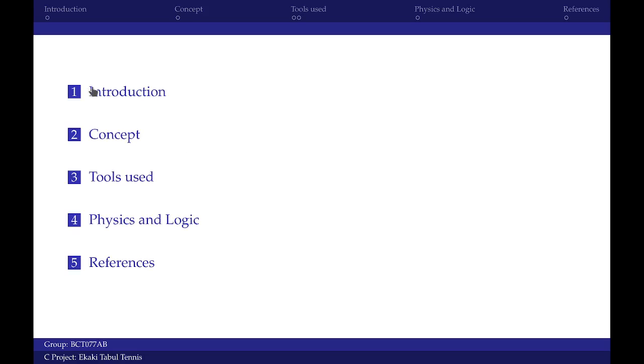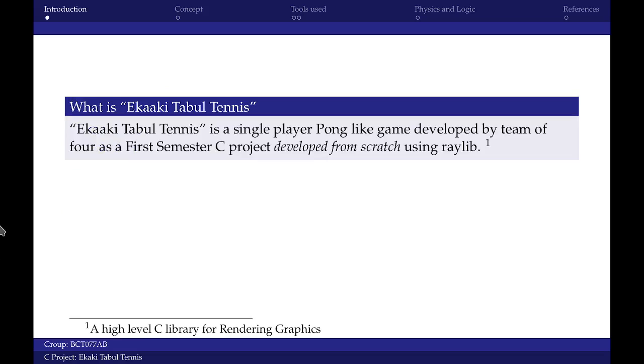So let me start it. Here is the table of contents: introduction, concept, tools used, physics and logic, references. These are all very vital things. So let us talk about the introduction. What is Ekaki Table Tennis?